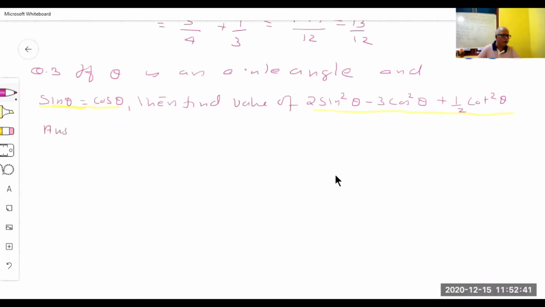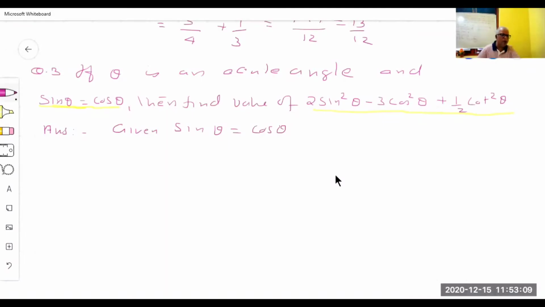We'll do the next sum. If theta is an acute angle, between 0 and 90, and sin theta is equal to cos theta, find the value of 2 sin square theta minus 3 cos square theta plus 1 by 2 cot square theta. What is given? Sin theta and cos theta values are equal.